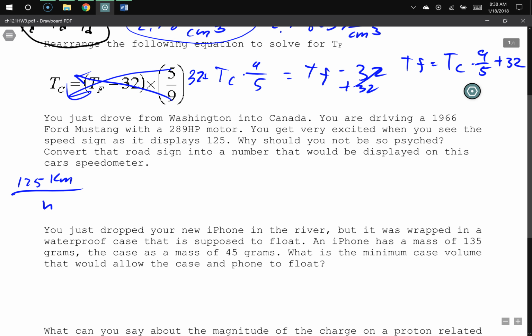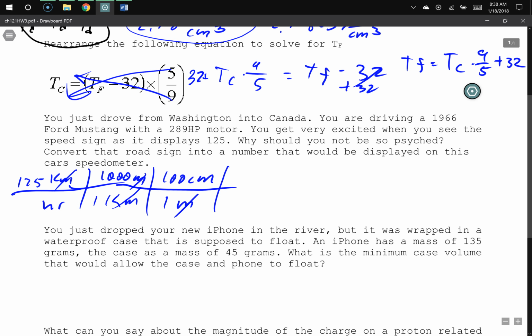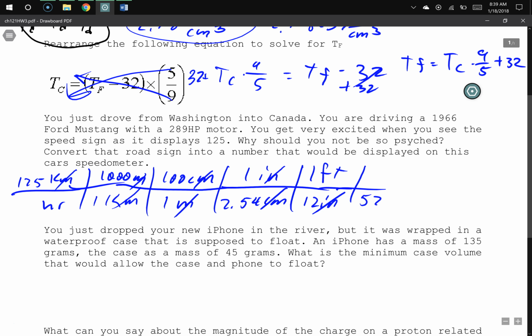125 kilometers per hour, so there is 1 kilometer and 1,000 meters. That cancels. And there are 1 meter and 100 centimeters, and that cancels. And there are 2.54 centimeters, and then there's 1 inch, and that cancels. And there are 12 inches and 1 foot, so the inches cancel. And there are 5,280 feet for 1 mile, so the feet cancel.